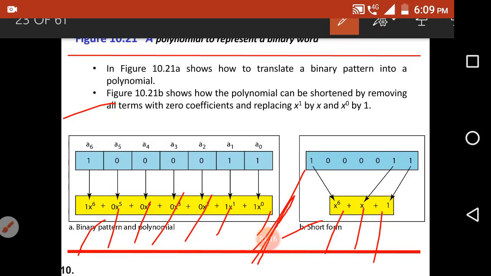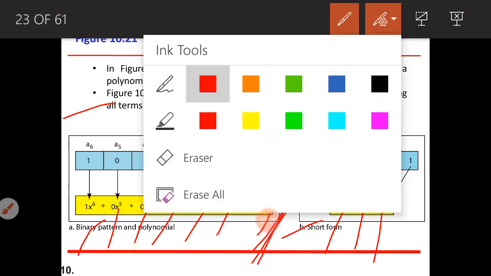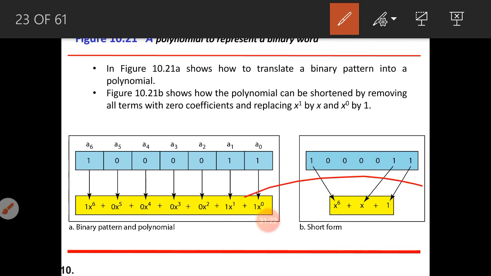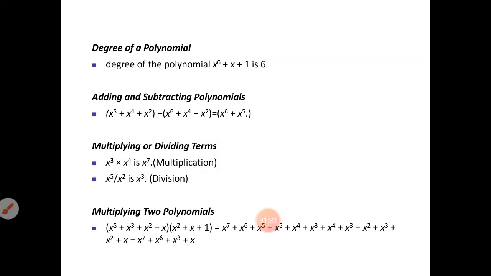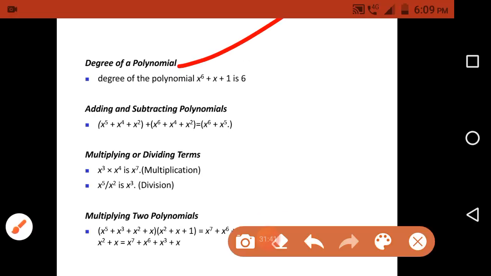Okay, next we will see the basic information of the polynomial, some of the basic concepts. Before going to some problems, we will discuss some of the basic concepts here, that is the degree of the polynomial.